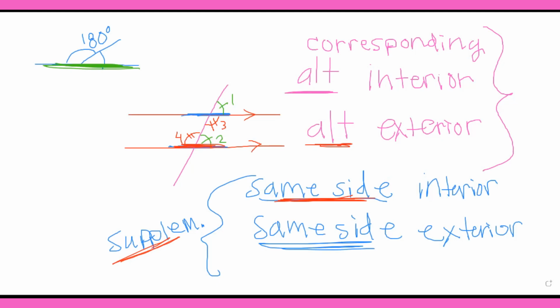So we can go all the way around, right? All of these are in relation to each other. So the red ones are equal to each other, and the red and green together are supplementary. So green and red relationship, right? These are supplementary because they're same side interior. And then this would be the final green one here. So all the green ones are congruent and all the red ones are congruent to each other, but red and green are supplementary to each other.